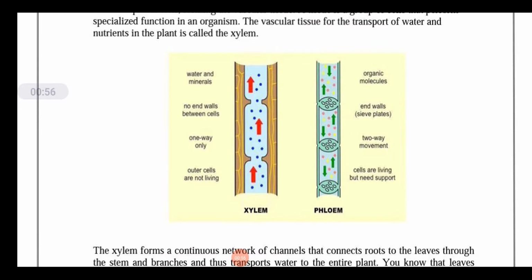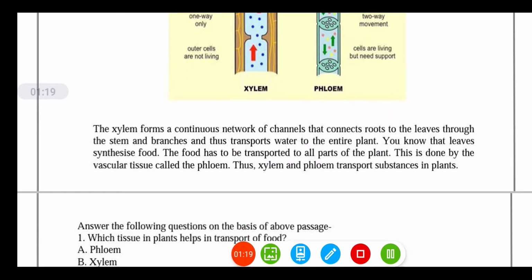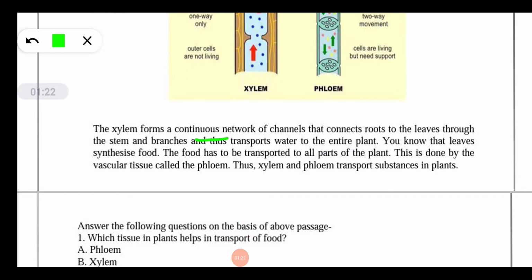So it is clear in this picture, xylem and phloem diagrams. Xylem is used to carry the water and minerals to different body parts of the plant, and phloem is used to carry the organic molecules to different parts of the plant. So, continue. Xylem forms a continuous network of channels that connects root to the leaves through the stem and branches, and thus transports water to the entire plant.